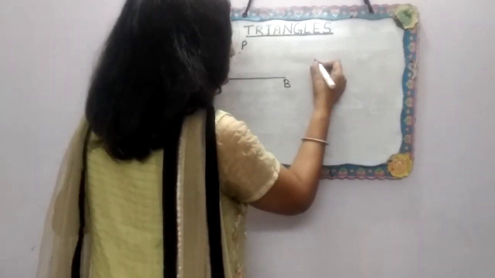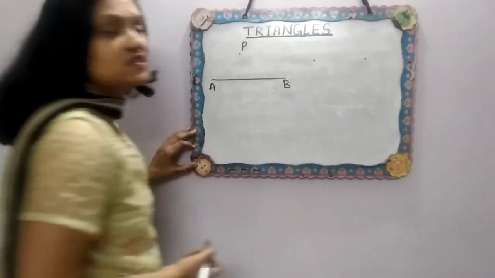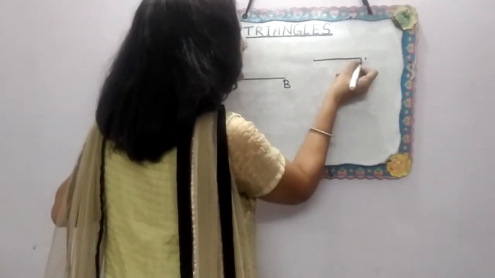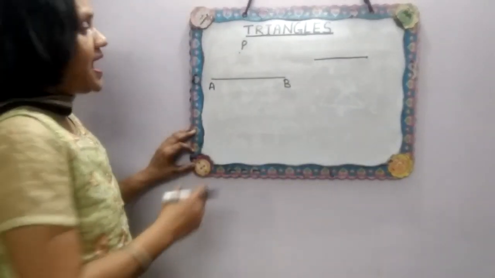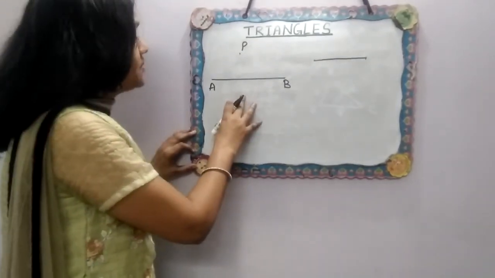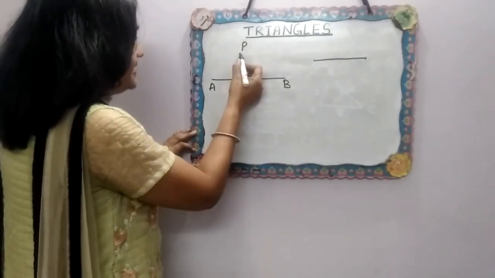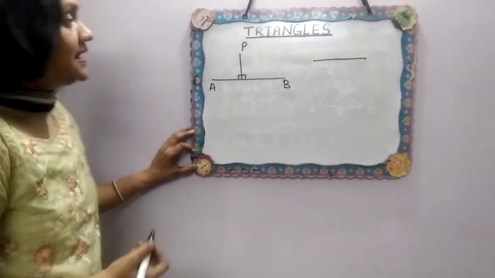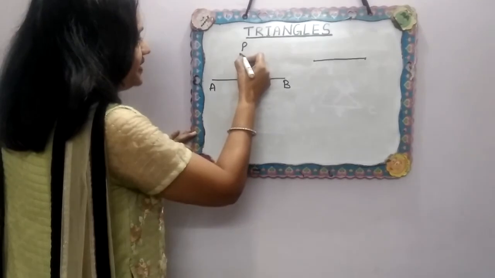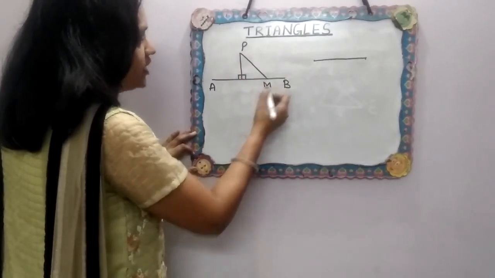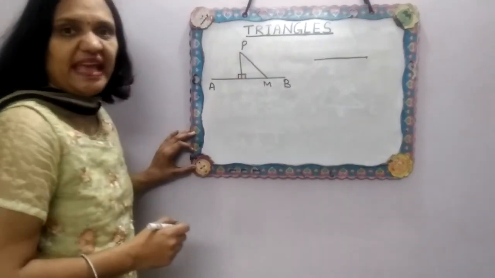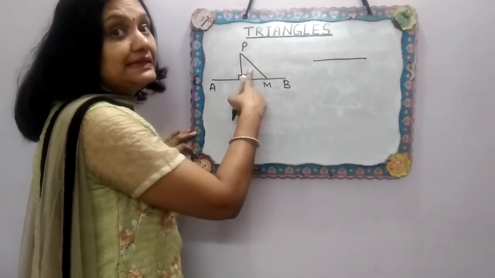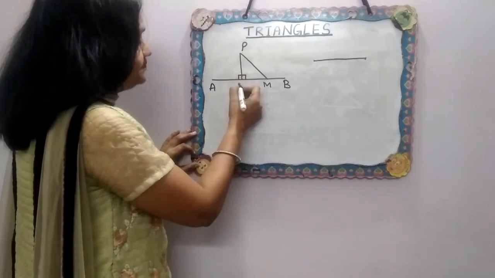Okay, first tell me, what is the shortest distance between 2 points? Shortest distance between any 2 points is the line segment joining them. And the shortest distance between a point and a line, will it be the perpendicular distance? Let's see. Suppose I take a point M on AB and draw PM. So what is formed over here? A right angled triangle.